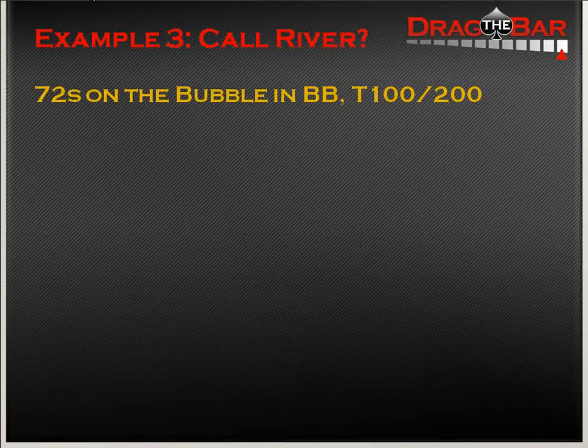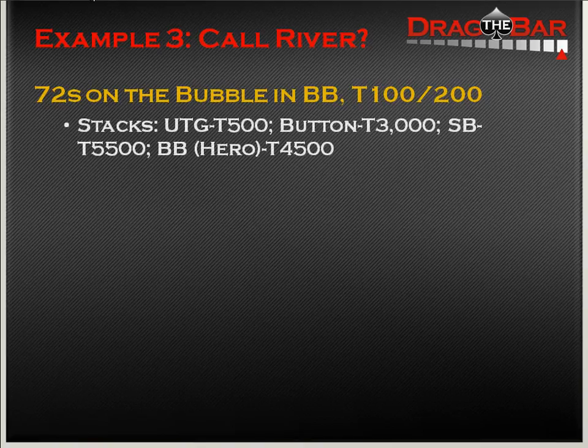All right. Example number 3. We're trying to decide whether we should make a river call or not. Let's say we're in a situation where we've got 7-2 suited on the bubble, and the blinds are at 100, 200. We're in the big blind, and there are 4 stacks. 500 is the under the gun stack. The button has 3,000. Small blind has 5,500, and us, the hero, have 4,500 chips in the big blind.